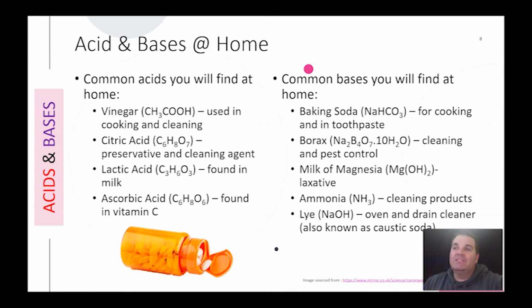Milk of magnesia is a laxative, so hopefully you never have to take that. And then you've got things like ammonia, which is a really, really good cleaning agent that has a very characteristic, like a cat wee smell, so it's not pleasant at all, but it's a really good cleaning agent because it's a good base. And then you've got lye, which we more commonly call caustic soda. That's really good as an oven and drain cleaner. So you might have seen parents or someone putting crystals down a drain. That's actually sodium hydroxide crystals, really good at dissolving fats and greases and oils that are in drains and clog them up.